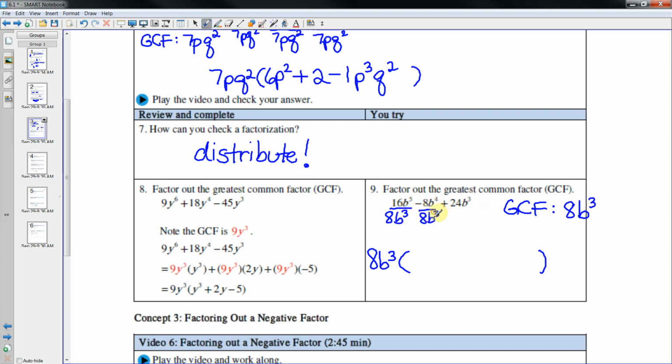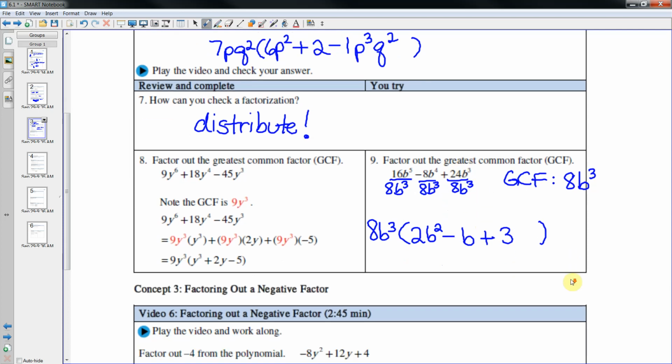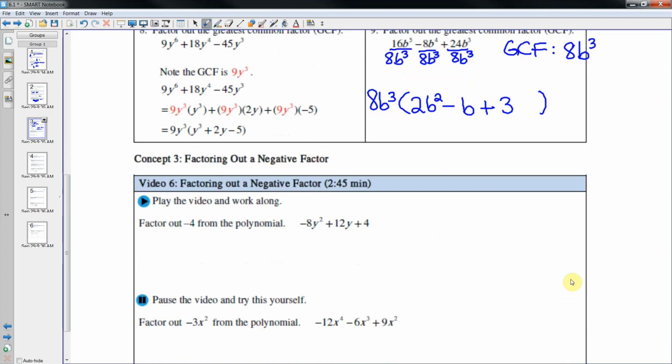I'll put 8b cubed underneath each one. So 16 divided by 8 is 2. B to the 5th over b cubed, 5 minus 3 would be b squared. Minus, the 8's would cancel. B to the 4th over b cubed, 4 minus 3 would be a b to the 1. So just put a b. Plus 24 divided by 8 is 3. B cubed divided by b cubed. Boom, there we're done.